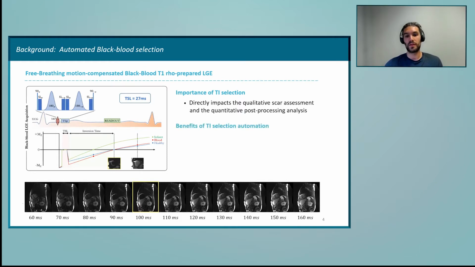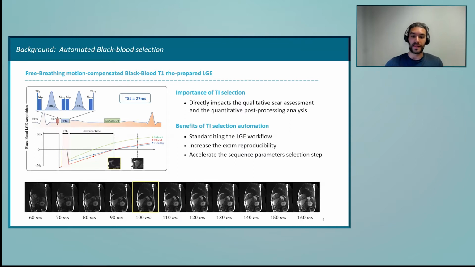And what could be the benefits of automating this process? It will enable us to standardize this LGE workflow first. It will also increase the exam reproducibility. It can help in accelerating the sequence parameter selection step, and in the same way, accelerating the overall LGE acquisition. And finally, it will help to reduce the MR operator workload by providing a more user-friendly sequence to use.